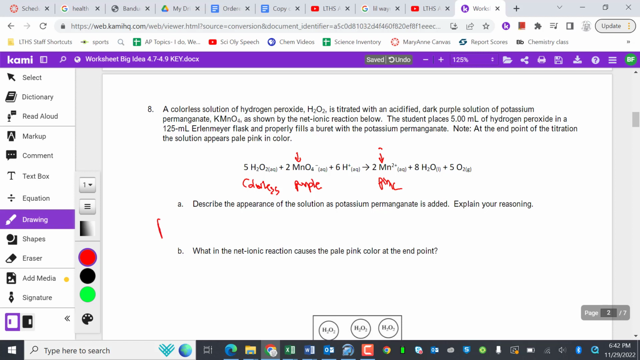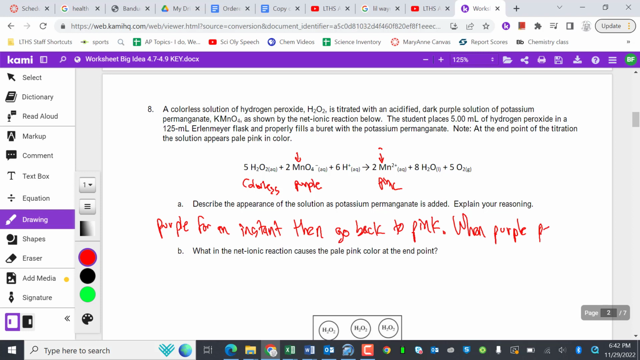What will happen is it will be purple for an instant, then go back to pink. So as you add a drop, it's kind of like if you drop something in there, you can tell where it is for just a little bit, and then as it mixes, it goes away. When purple persists, it is the end point.